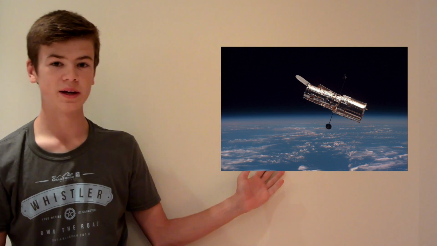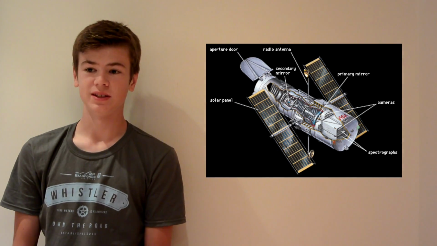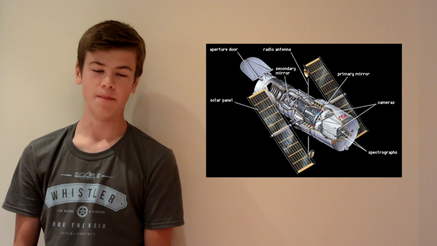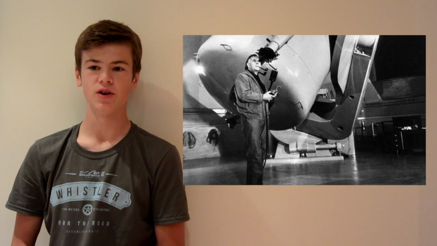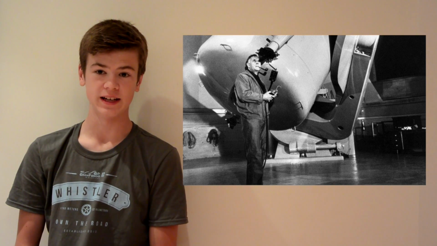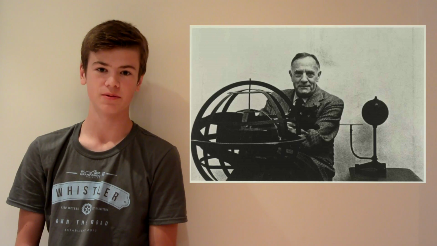Now here's the Hubble Space Telescope, and that's his last name. The Hubble Space Telescope was an amazing machine and is still used to this date. Edwin Hubble was born on the 20th of November in 1889 and later died on September 28th of 1953.